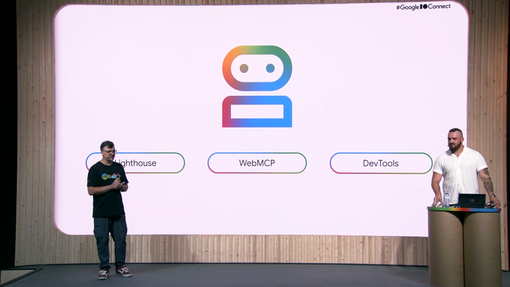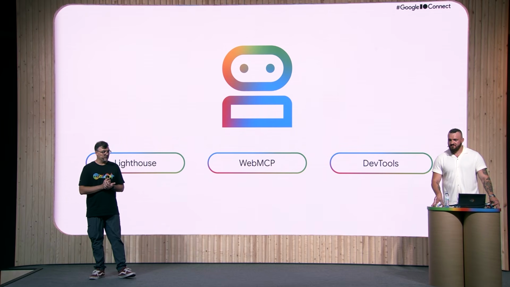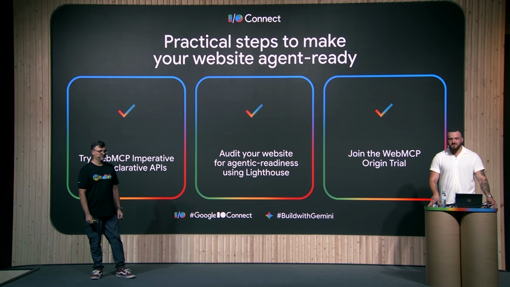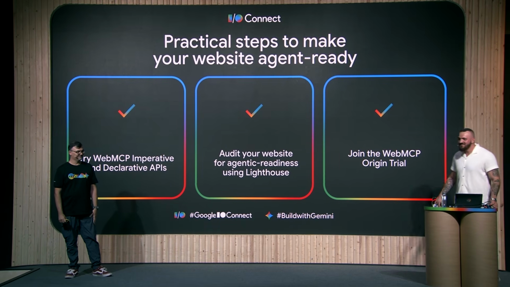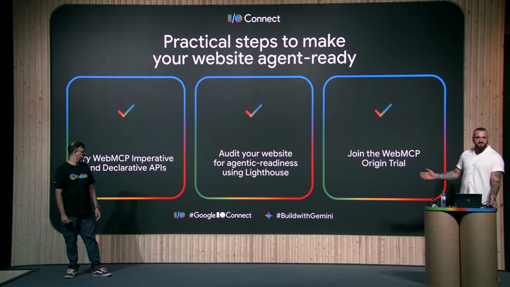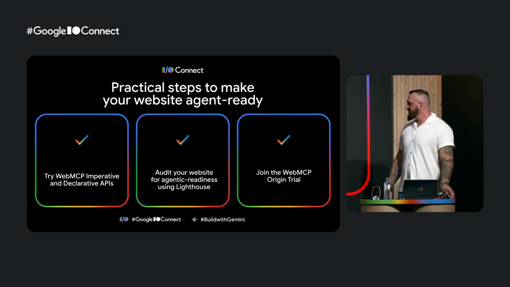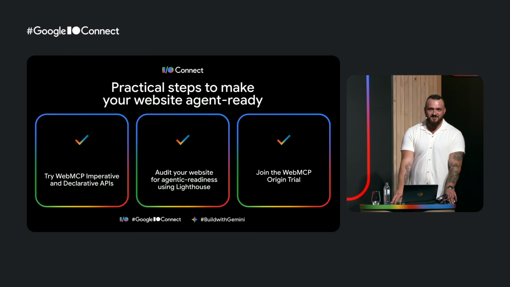Finally, we discussed the new Lighthouse audit for the Agentic Web. And we'd love to hear your feedback also on the WebMCP debugging tools available in Chrome DevTools. So the practical steps to make your website ready, it's a good moment to take a picture. Try WebMCP imperative and declarative APIs, audit your website for agentic readiness using Lighthouse, and of course, join the WebMCP Origin trial.